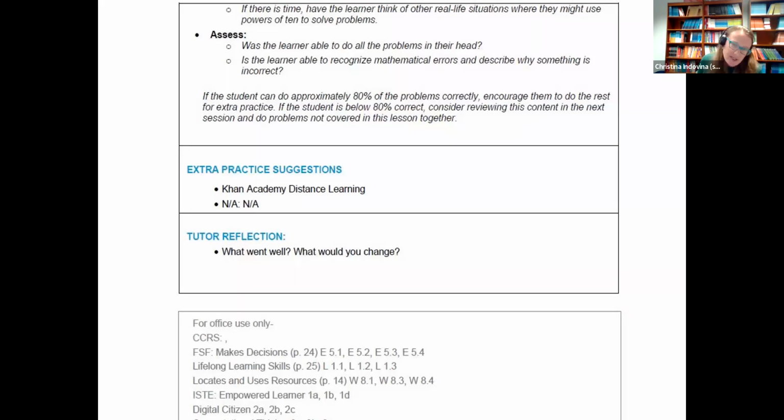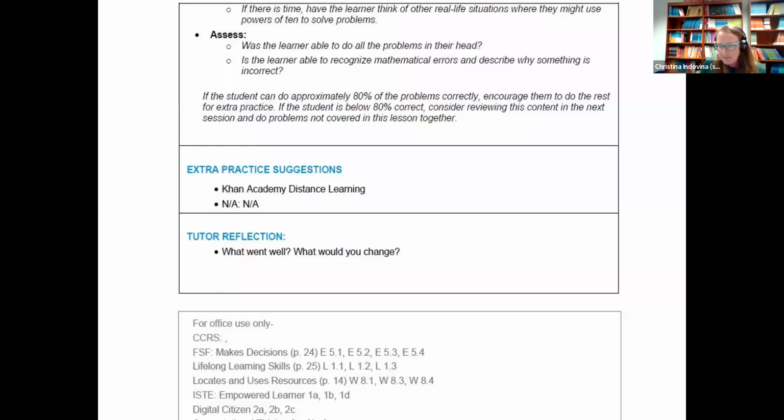And at the end of all of these, you're going to see a tutoring reflection. What went well? What would you change? It's useful to talk to the student, find out what they thought went well that class, and then to ask them, what's one question that you still have? And that can help you put together what you're going to do for the next lesson in the review portion.